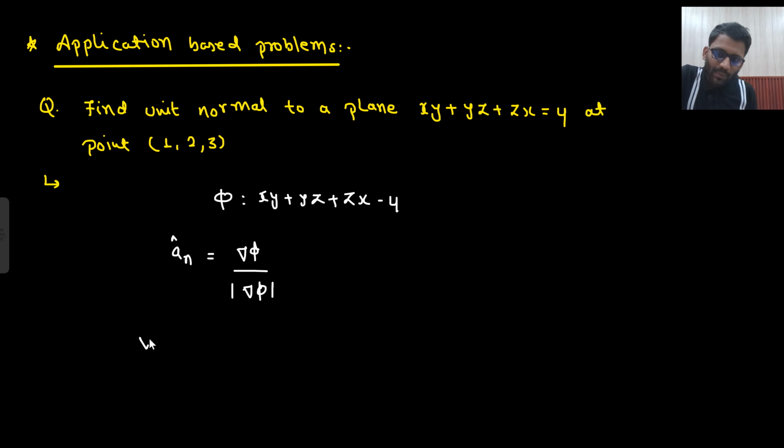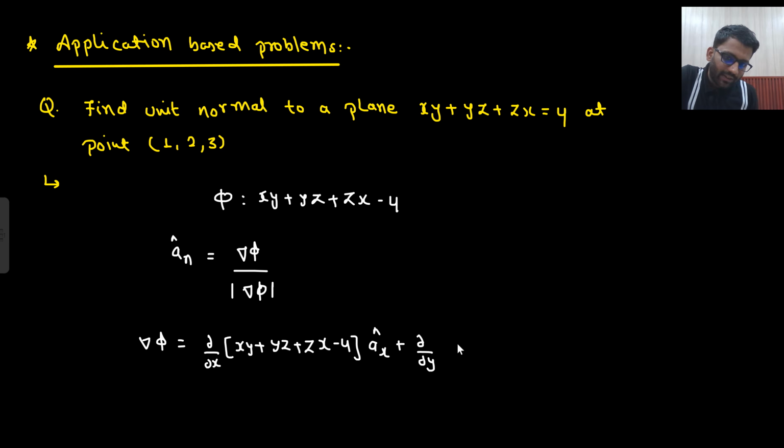So what will be my del phi? Del upon del x, then the complete function will come. Since I am doing it for the first time, that's why I am showing it to you completely. From the next time onwards, I will be directly taking the gradient. Here I will write down the complete function, but from next time onwards, I am not going to write down the complete function.